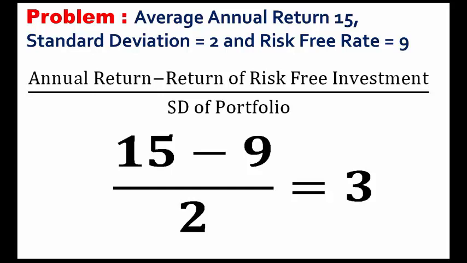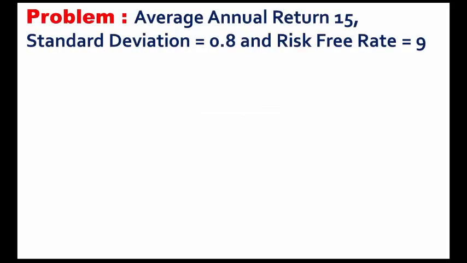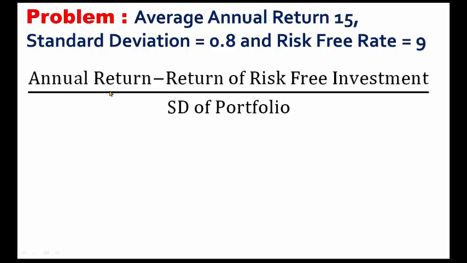Okay, now take the next problem under the Sharpe ratio. What is the problem? Average annual return 15, standard deviation 0.8, risk-free rate is equal to 9. Okay, what is the formula as per the Sharpe ratio? Annual return minus return of risk-free investment divided by standard deviation of portfolio.